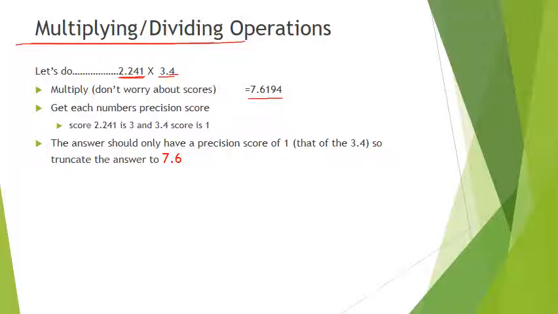Okay, now this number just tells you how big it is. It doesn't tell you the precision. So what you need to do is go back and look at both of the numbers' scores. You can see that this number has a score of 3. This number has a score of 1. That means your answer is only going to have as many digits as your worst score, 1. So this is going to be 7.6. Okay?